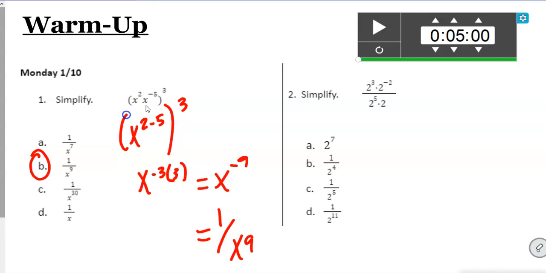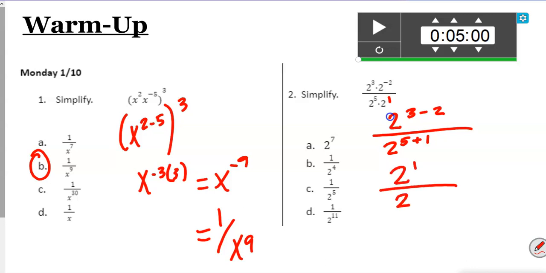All right, now number 2, we're going to go ahead and simplify this one. So we're going to do the numerator and then we're going to do the denominator. So we're going to do 2 to the 3 minus 2. And then in the denominator, we're going to do 2 to the 5 plus 1, okay? Remember, there's a 1 right there, okay? So this is going to be 2 to the 1st over 2 to the 6th.